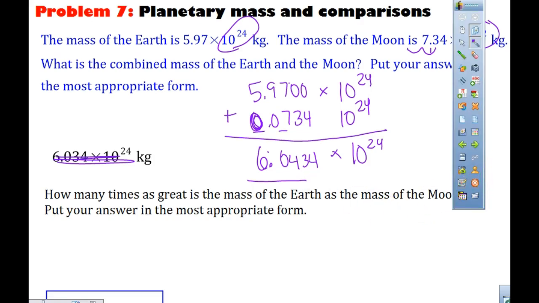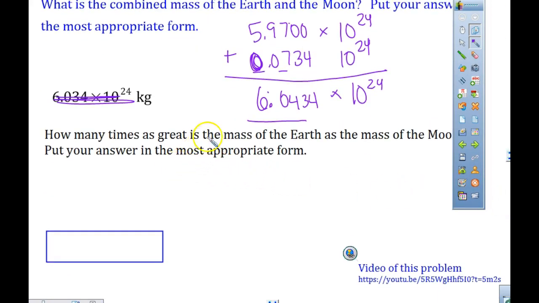So now the next question says, oh, well, how many times as great is the Earth than the Moon? This problem, what am I thinking? What operation? How many times as great is the mass? Times as great. What operation am I thinking for times as great? What do I have to be doing? I'm comparing the Earth to the moon.